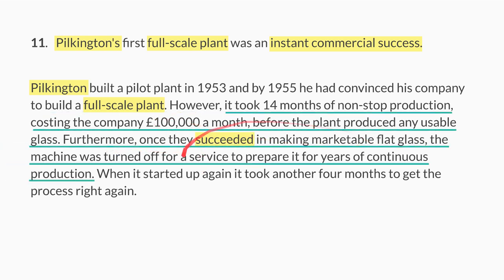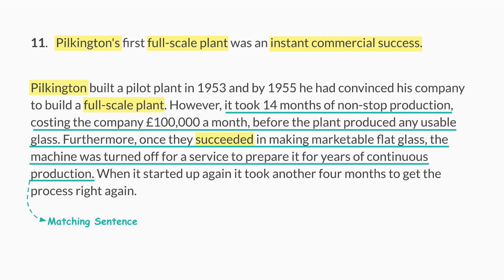So I'm going to mark this part. I'm going to underline it because I think that I'm going to find my answer somewhere around here. So this is going to be our matching sentence. So let's start reading, and I'm going to read from here. However, it took 14 months of non-stop production, costing the company £100,000 a month. So we already know that it took the company 14 months of nonstop production to even have anything usable. It says before the plant produced any usable glass. So it took a while for them to produce a product.